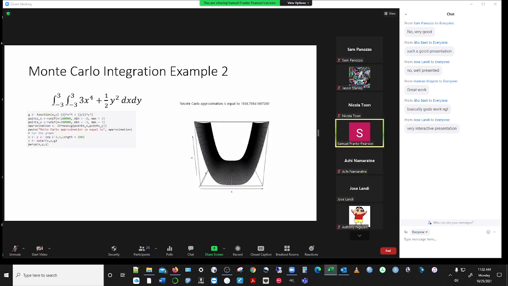Here we have a more complex example, finding the integral of 3 times x to the power of 4 plus half y squared, where both x and y are between -3 and 3. This example also uses 100,000 randomly plotted points. We plot all these points and put them into our function called g. Then we find the mean of all these points and multiply by 36, which is the total area. This gives us 1,806.7894, which is very close to the actual answer of 1,803.6.